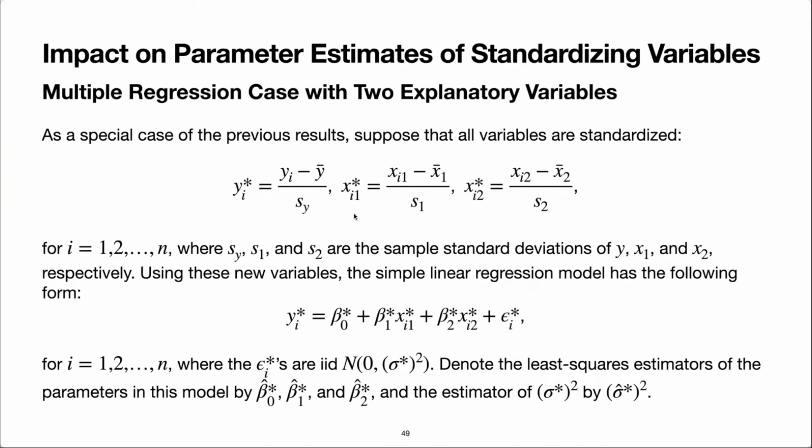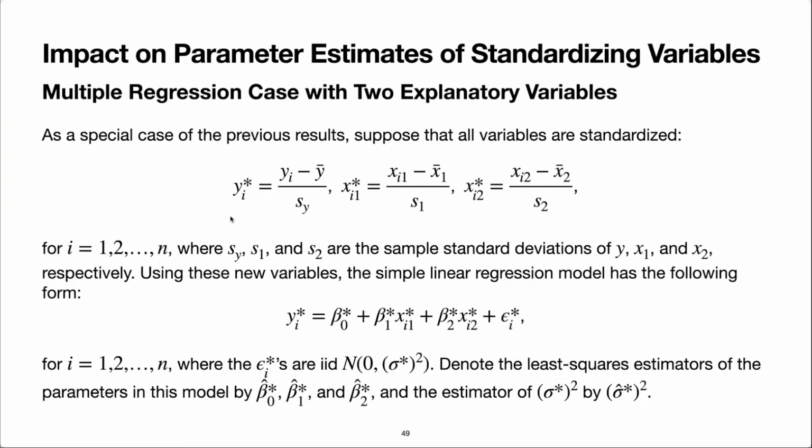Similarly, the standardized version of x1 is x sub i1 star, and it's given by x i1 minus the mean of the x1 variable, x1 bar, divided by the standard deviation of the x1 variable, which is s1. And finally, the standardized version of the x2 variable, which we'll denote by x sub i2 star, is defined to be x i2 minus the mean of the x2 variable, x bar 2, divided by the standard deviation of the x2 variable.